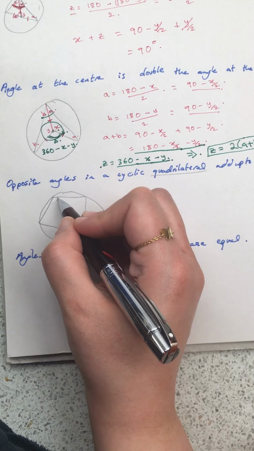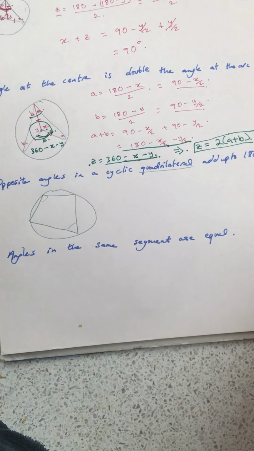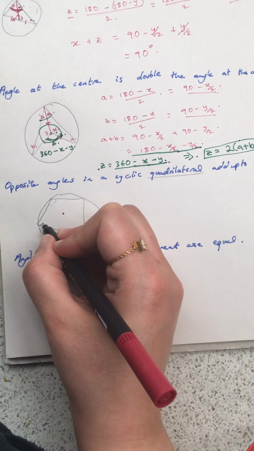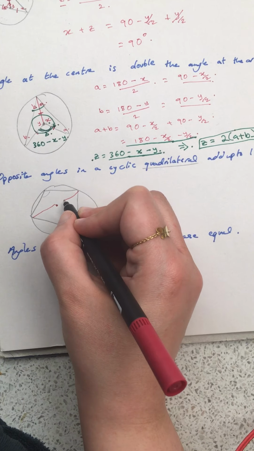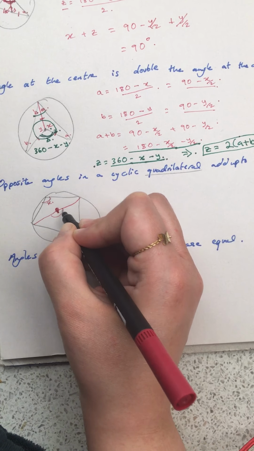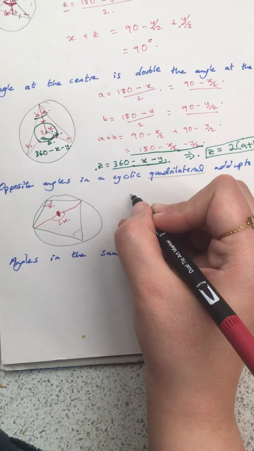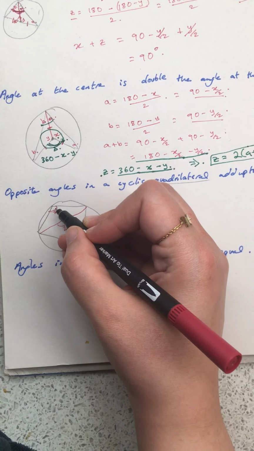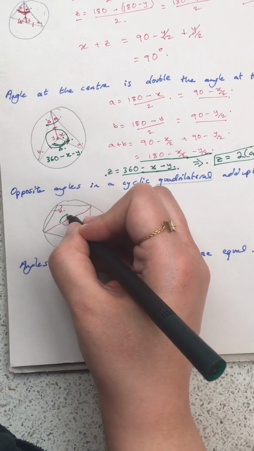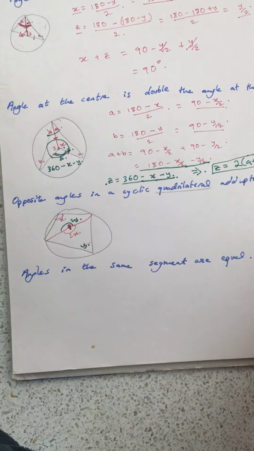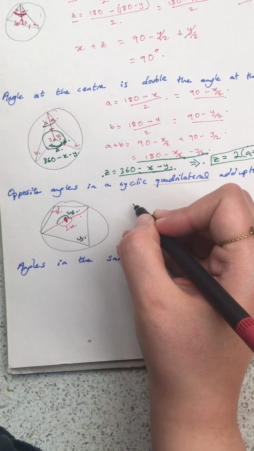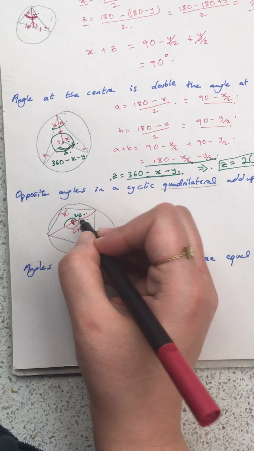I need to prove that the opposite angles add up to 180. My first step is always drawing a radius. So that's the centre, and a radius like that, and that. Now, if this is x, this has to be 2x, because angles at the centre are twice the angle at the arc. And if this is y, this has to be 2y. Now, these two, if I add them together, have to be 360 because they're angles around a point.